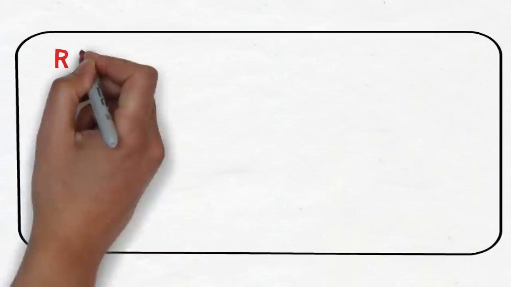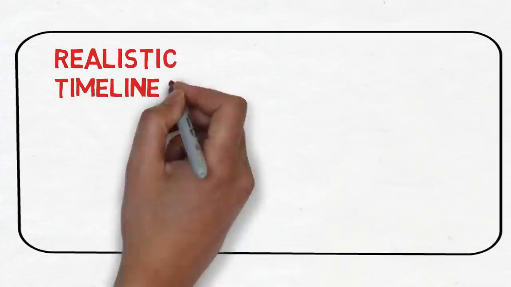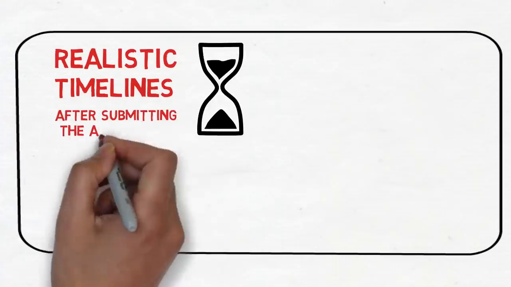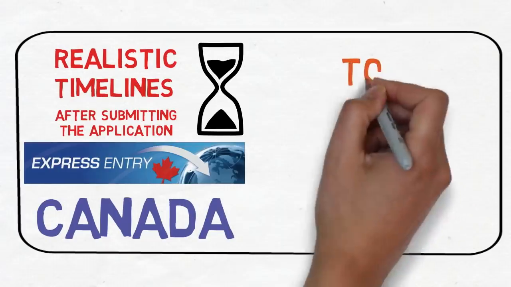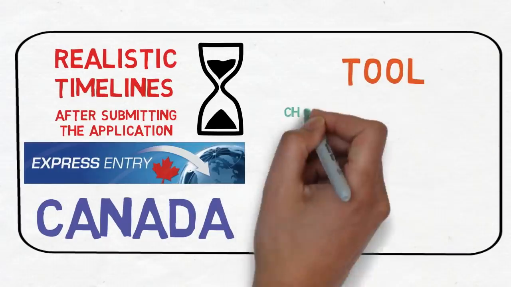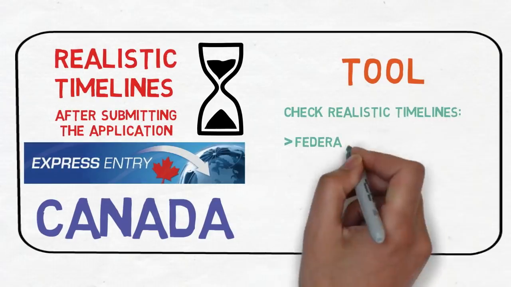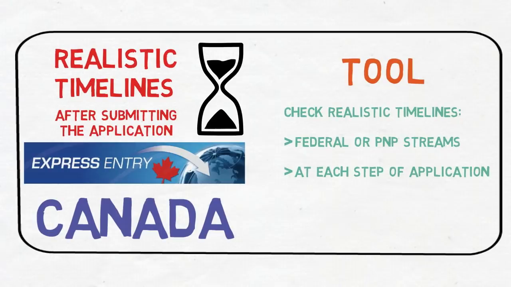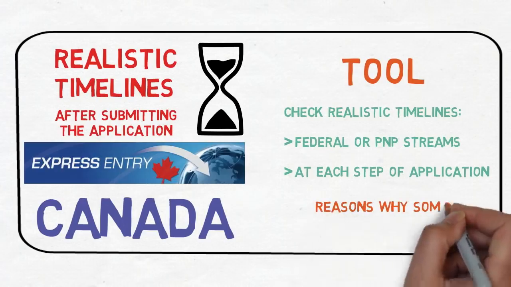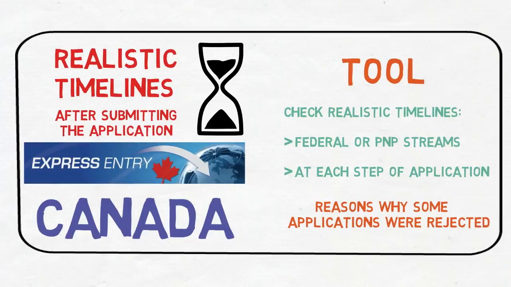Hello guys, in this video I'll be talking about realistic timelines after you submit the application for Express Entry of Canada. I'll tell you about a tool through which you can check the realistic timelines of federal or different PNP streams. Also, you can check the timelines for each and every step of your application. What happens after you submit the application? How much time does it take? I'll also tell you the reasons why some applications were rejected. Real-time reasons of real people. So if you're interested, stay tuned.